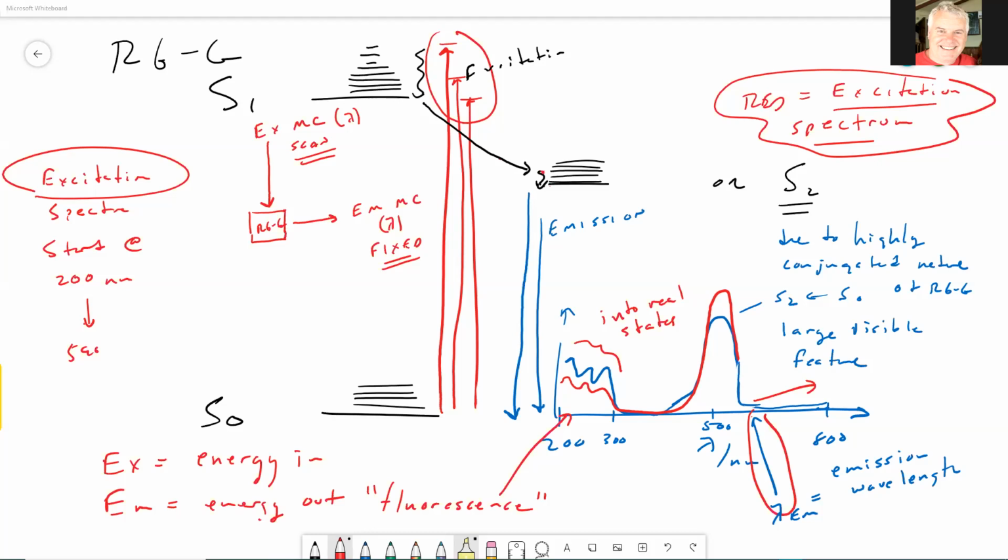So when we do excitation spectra, do we monitor the emitted wavelength, the emitted radiation, at a longer or a shorter wavelength than the excitation? I'll write that in the chat box here.